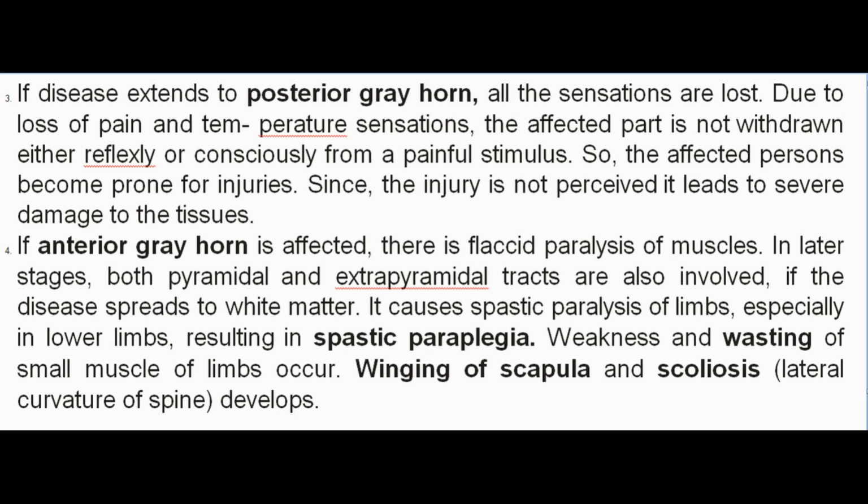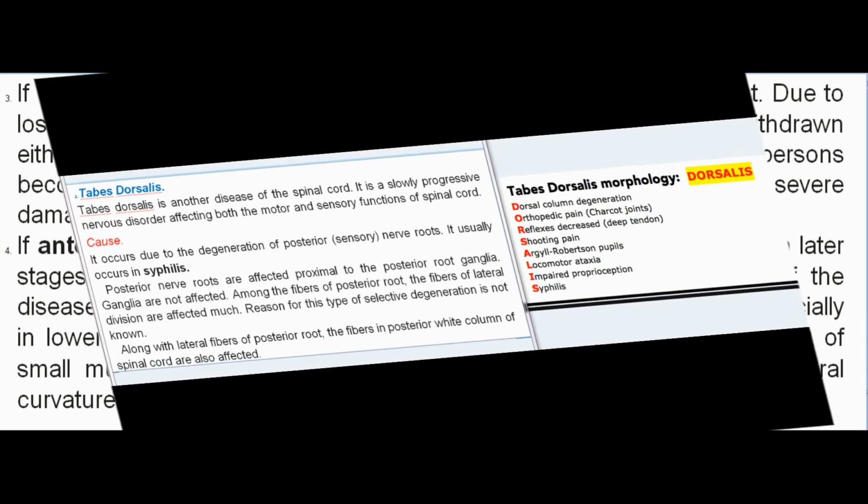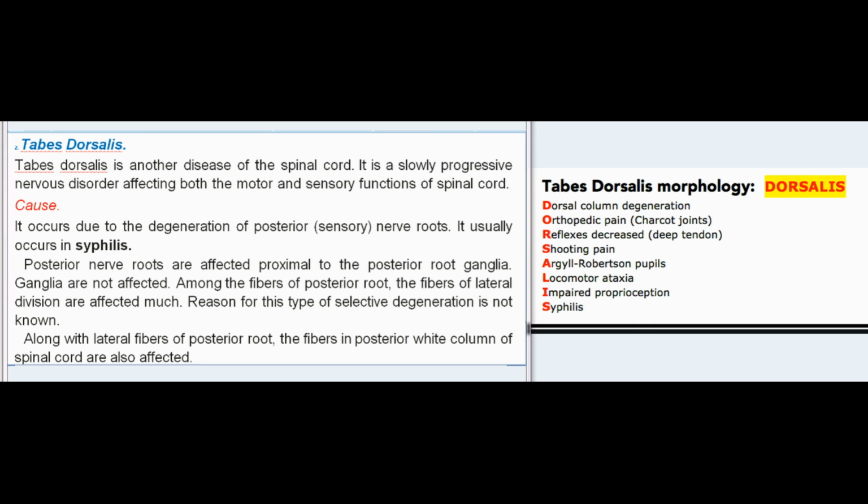In later stages, both pyramidal and extrapyramidal tracts are also involved, if the disease spreads to white matter. It causes spastic paralysis of limbs, especially in lower limbs, resulting in spastic paraplegia. Weakness and wasting of small muscles of limbs occur. Winging of scapula and scoliosis, lateral curvature of spine, develops. Tabes dorsalis.